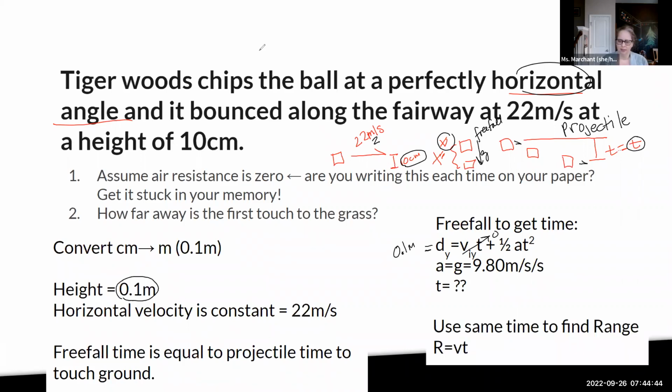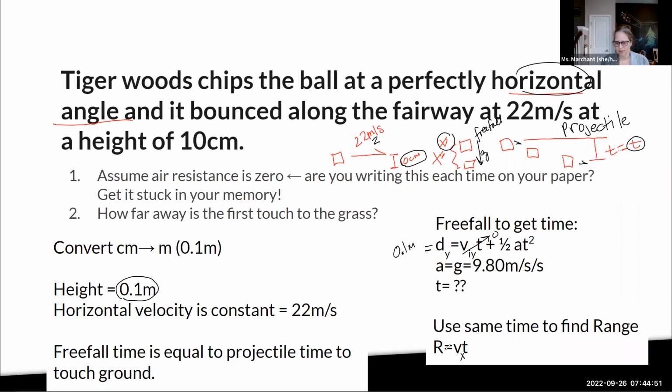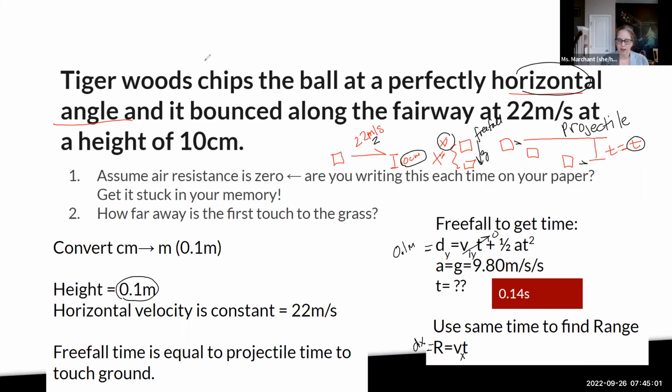And then you still use that same formula, VT, but it's velocity in the x times the time, because range is what? Range is the distance in the x. And if you want to check your numbers out, 0.14 seconds for the time, which makes sense. It's going to be pretty short, okay, because we were only 10 centimeters off the ground, a tenth of a meter. And there would be our range, 3.14 meters before it hit the ground the first time.